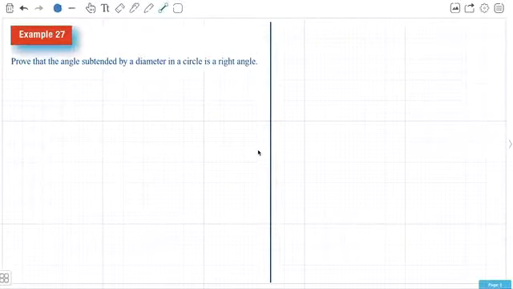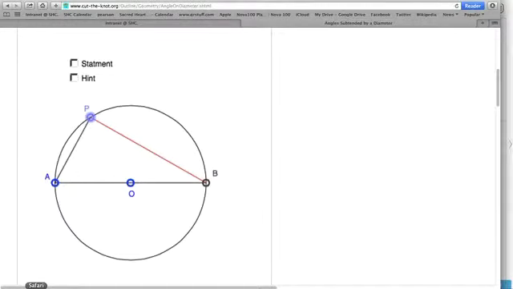This example is a good one because the question is actually a little bit tricky in understanding what it's asking you. So it says, prove that the angle subtended by a diameter in a circle is a right angle. Now subtended talks about making an angle by two external points. Okay, so the idea, I've got a website here which actually shows us this.